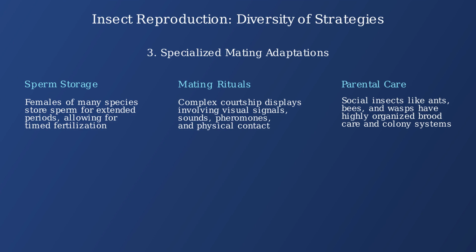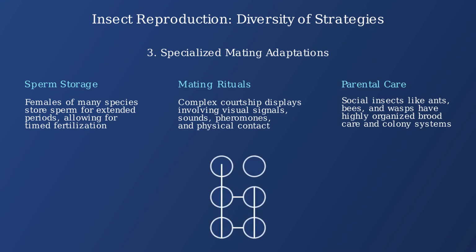Social insects like bees and ants have evolved sophisticated parental care systems within their colonies. Social insects represent the height of complexity in insect reproduction. They maintain colonies with reproductive division of labor, where only certain individuals reproduce while others care for the young and maintain the colony.